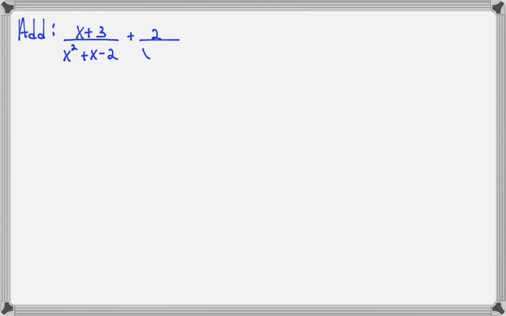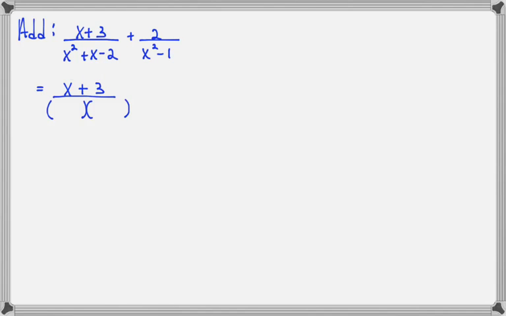So here is our first example. Let's add x plus 3 over x squared plus x minus 2 plus 2 over x squared minus 1. And I have a trinomial here and a binomial here. So in order to see how to make my common denominator, I have to factor these first. The trinomial will factor into two binomials.